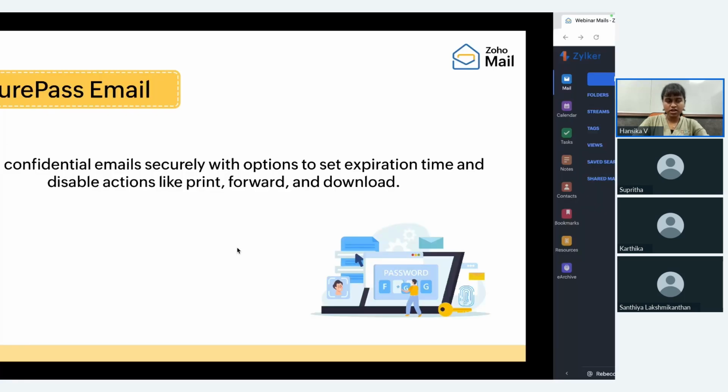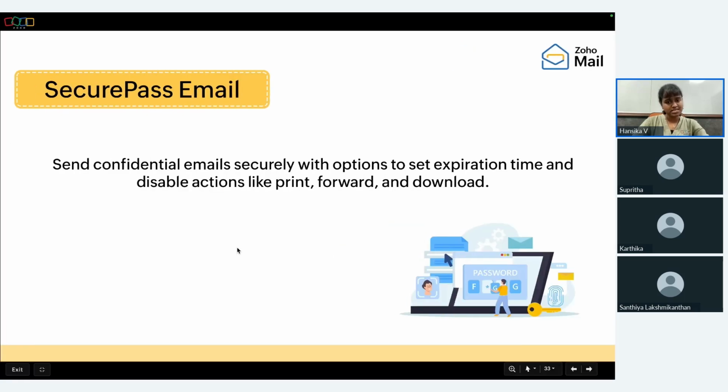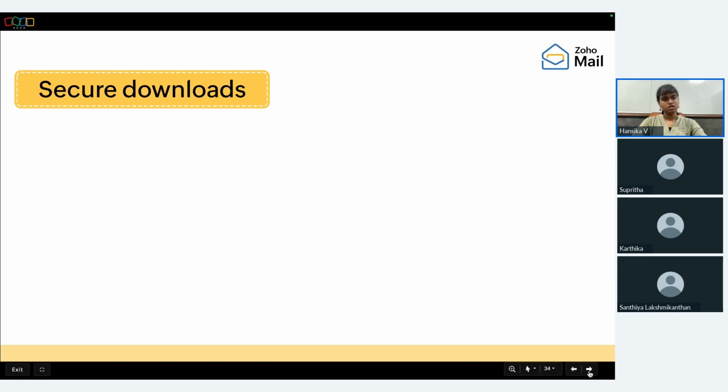So this is how you can make use of the SecurePass email. With this, you will be able to send confidential emails to your colleagues also. So next up is the secure downloads option. We did see that with the help of MFA, you will be able to authenticate your whole mail inbox. With the SecurePass email, we can send secured emails.